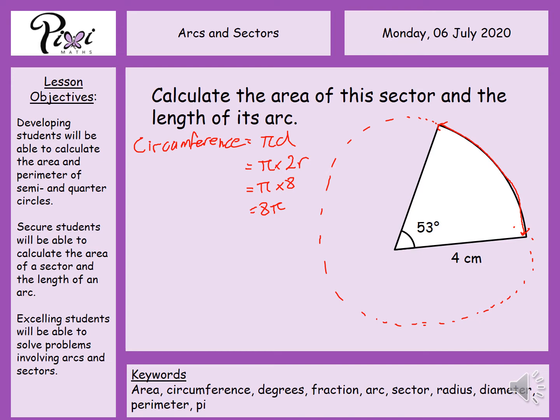In order to work out just this fraction of the circle, we need to do 53 over 360 times by the circumference. So we're going to have to do 8 pi times 53 divided by 360, which will give us 3.7 as our arc length. So similar kind of idea, you work out what fraction of the circle you have and then you just work out that fraction times by whatever the full amount would be.